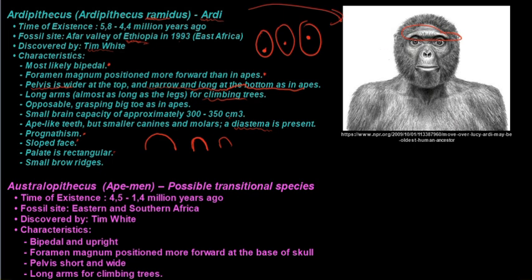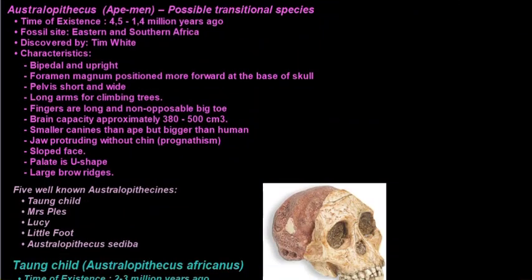So that is Ardipithecus, and now we are moving on to Australopithecus, the ape man. They believe that this could have been a possible transitional species from ape to human. The time of existence here is 4.5 to 1.4 million years ago. The fossil site here is Eastern and Southern Africa, and there are quite a few Australopithecines that we'll be looking at, specifically the ones that were found in Southern Africa. I think there might be a problem here with the discovered by, because there are quite a few scientists, so just scratch this one. The characteristics here: they were bipedal and upright.